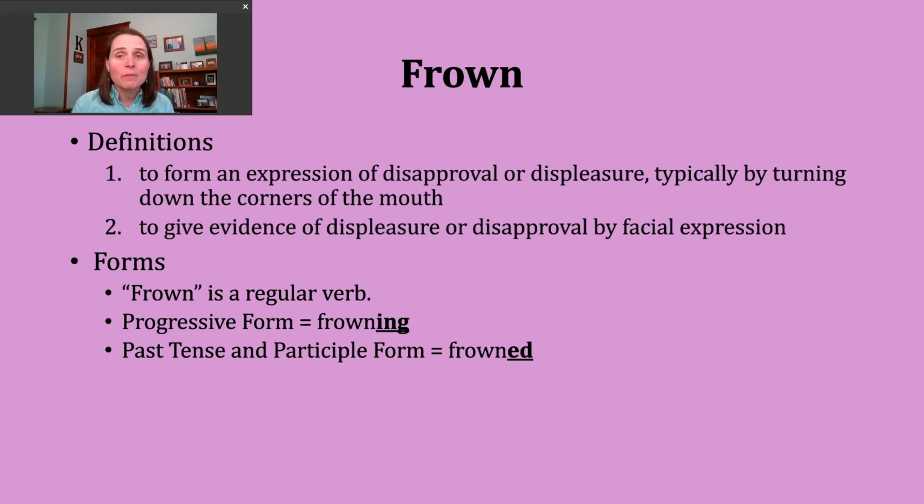For now, you should know that frown is a regular verb. To make the progressive form of this verb, all you need to do is add ing to form frowning. The past tense and participle forms of this verb can be made by adding ed. Our base verb, frown, ends in a voiced n sound. This means when we add the ed ending, we're just going to make a d sound, and we're not going to add an extra syllable as we say it. So the past tense and the participle form of the verb should sound like this: frowned, frowned.